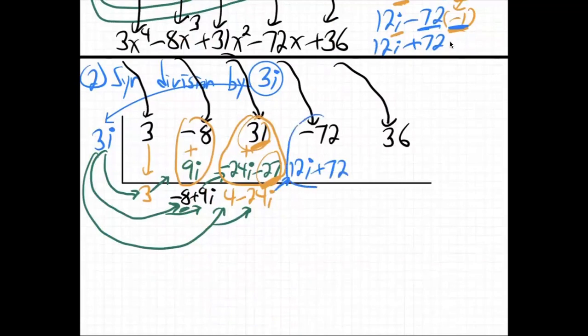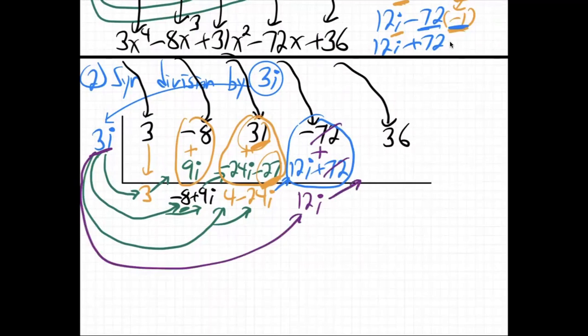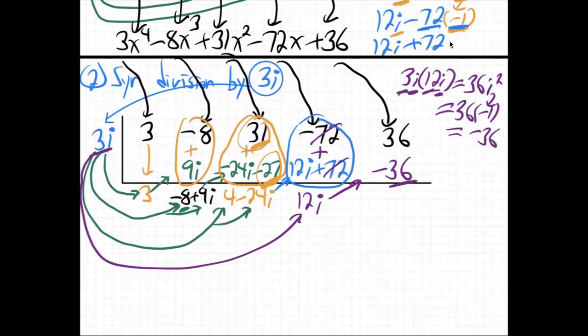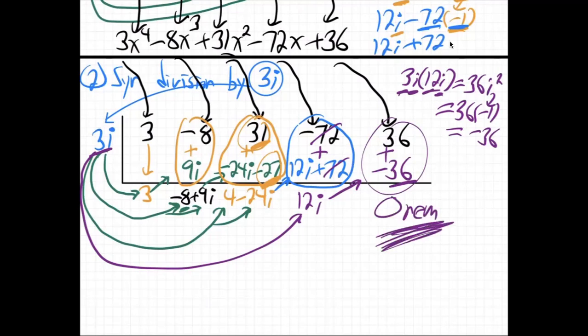And then when we add these together, minus 72 and plus 72 will cancel, and you'll just get 12i. Last step, 3i times 12i is 36i squared, which is minus 36. 3 times 12 is 36, and i times i is i squared, but we never leave i squared. That is -1, and 36 times -1 is -36, hence the -36. Add them up, 0. We always get a 0 remainder. If you don't get a 0 remainder, you messed up.